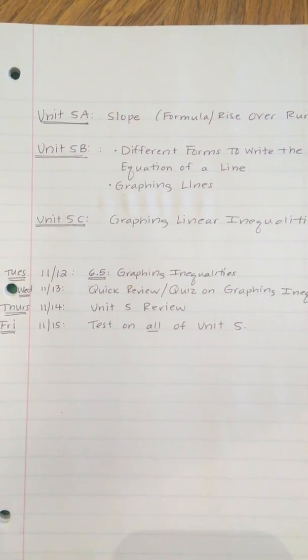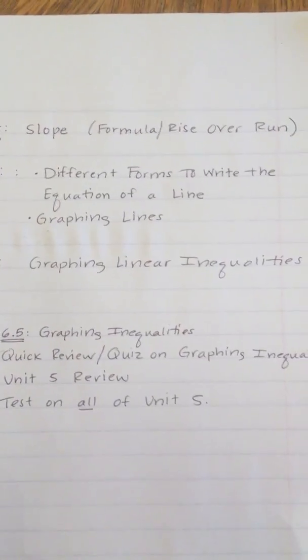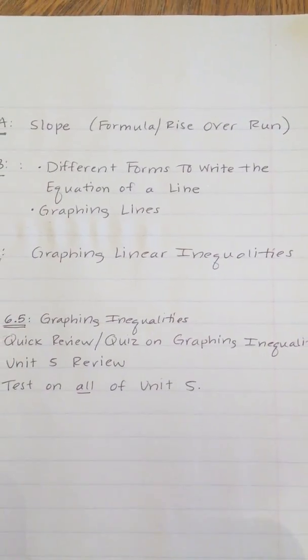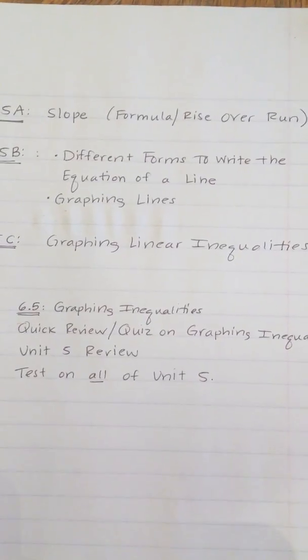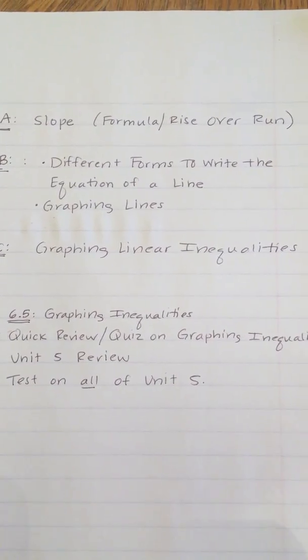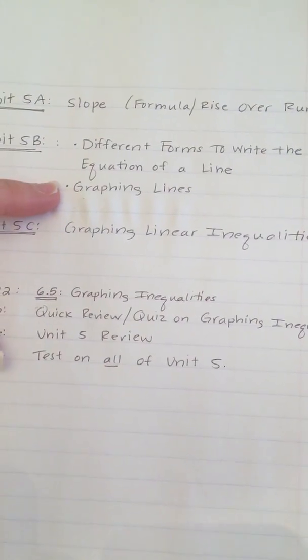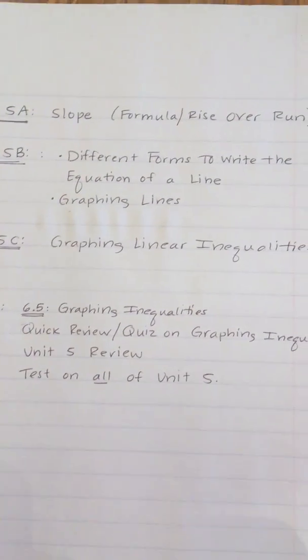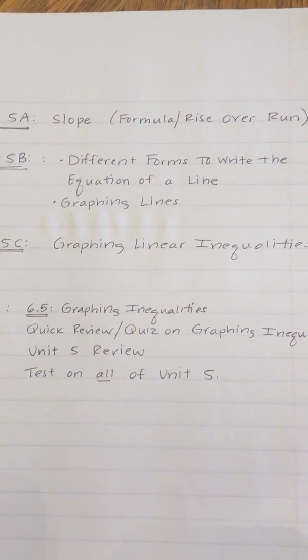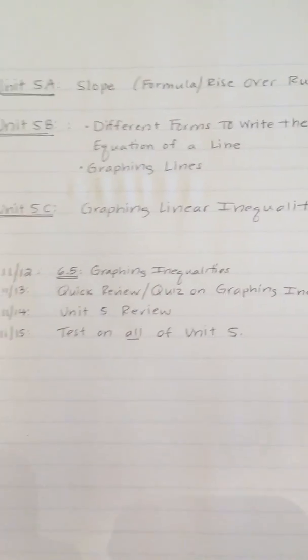Then we went to Unit 5B. This is what you were just tested on. We talked about how there are different forms to write the equation of a line. You have slope-intercept form, point slope form, standard form. And then we also talked about how to graph lines. There are 4 different ways of graphing a line. That's all on the whiteboard, so you can take a look at that.